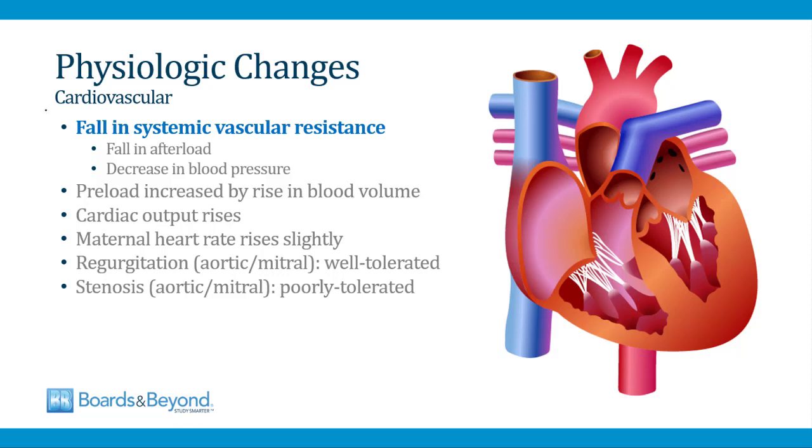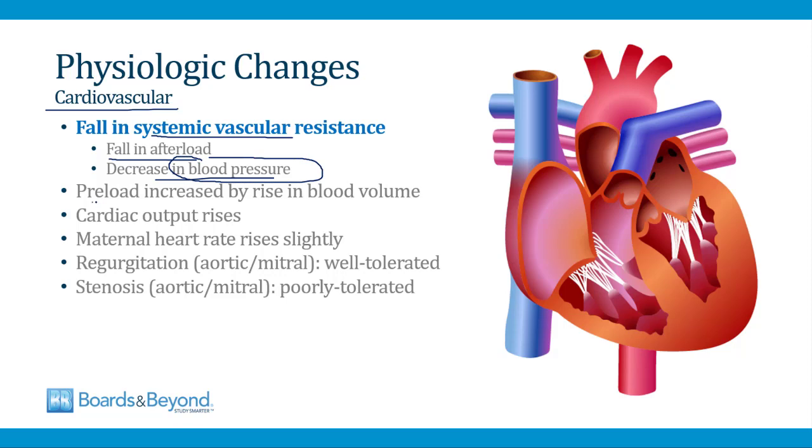We'll start with the cardiovascular system. The major physiologic change in the cardiovascular system is that the systemic vascular resistance falls. This leads to a fall in the afterload of the left ventricle, and it leads to a decrease in blood pressure. So during pregnancy, most women have a lower blood pressure than they have before they became pregnant.